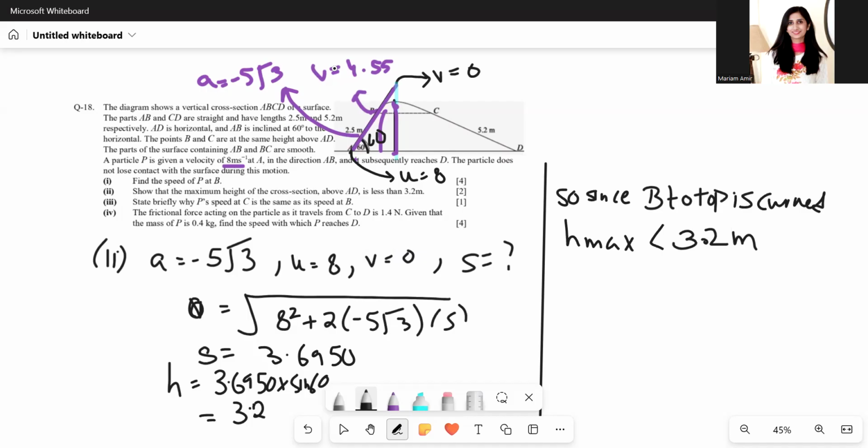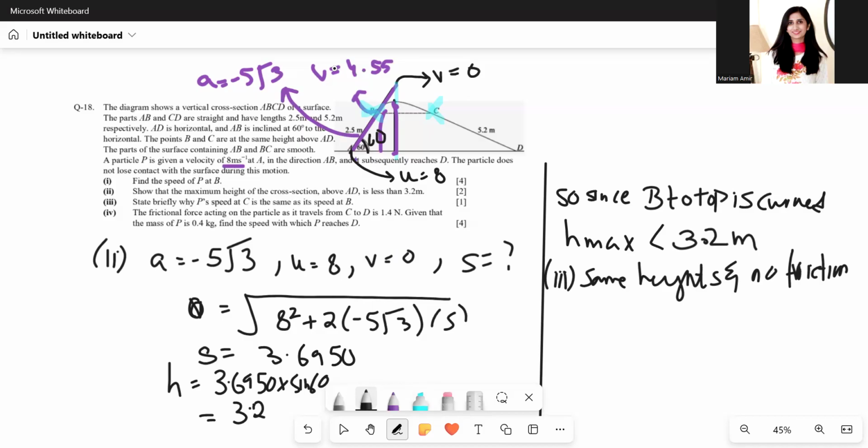Okay, part 3. State briefly why P's speed at C is the same as B. Okay, so they're asking why the speeds are the same at these 2 points. That's because there is no friction from B to C, and also the heights of B and C are the same. So two reasons: same heights, so same potential energy, and no friction. That's why.